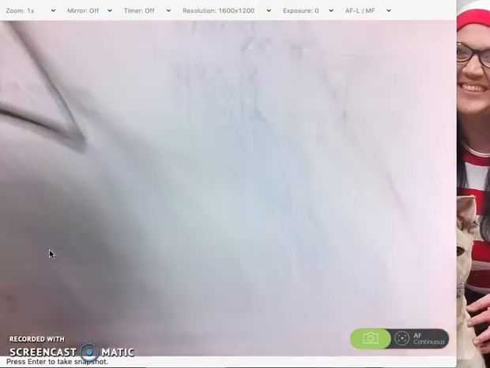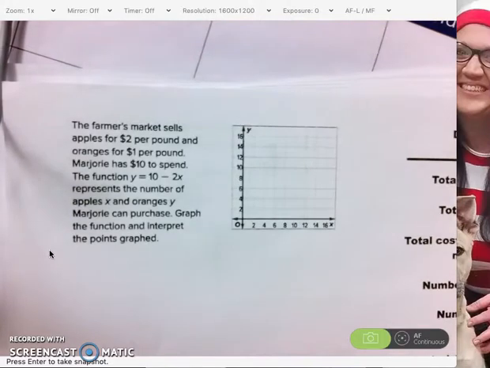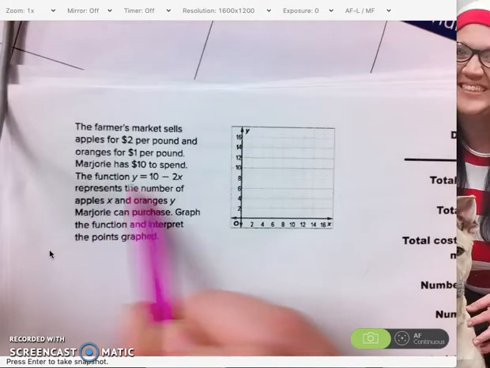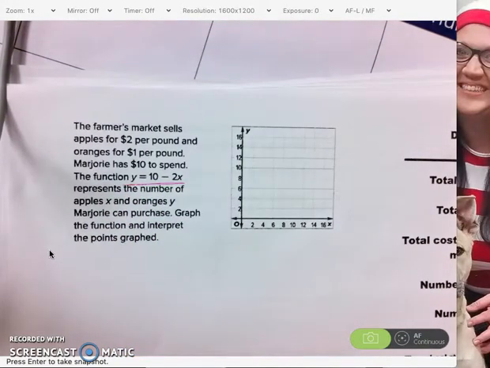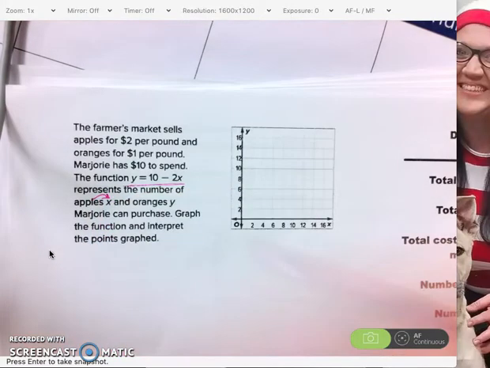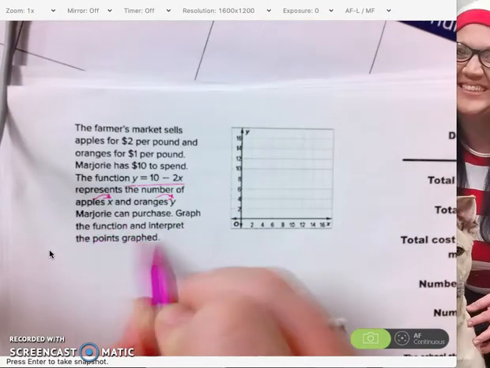All right. Our last example is going to be the farmer's market sells apples for $2 per pound and oranges for $1 per pound. Marjorie has $10 to spend, so this function they give you is y equals 10 minus 2x. And x represents the number of apples. So they give you what they want you to use for x, and oranges is y, that Marjorie can purchase. Graph the function and interpret the points.